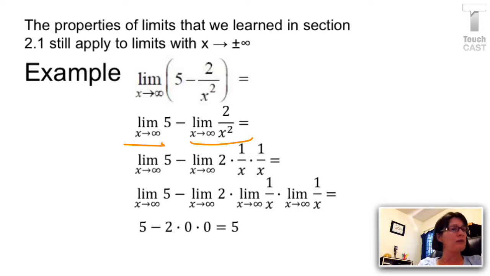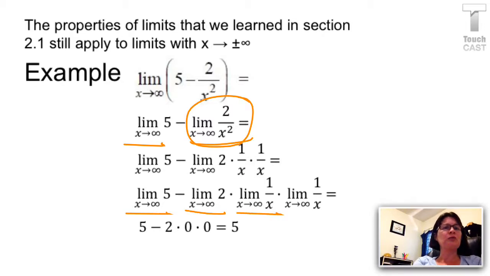Well, now if you look at the limit as x approaches infinity of 2 over x squared, you can actually think of that as a product. That's 2 times 1 over x times 1 over x. So I can rewrite the limit of a product as the product of the separate limits. That's what's happened here. So my new problem, I have the limit as x approaches infinity of 5 minus the limit as x approaches infinity of 2 times the limit as x approaches infinity of 1 over x times the limit as x approaches infinity of 1 over x.